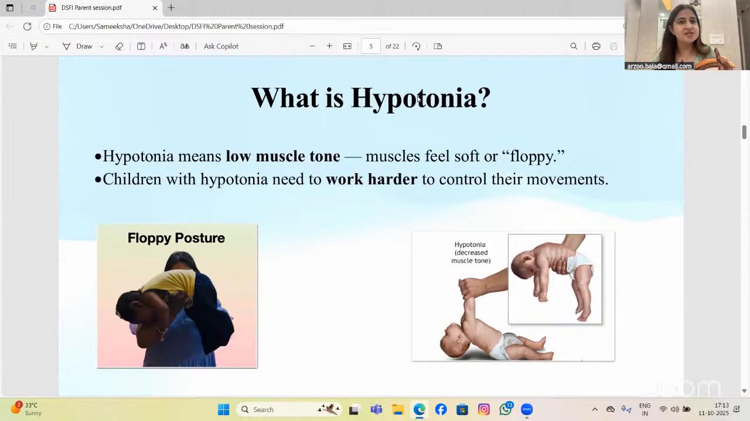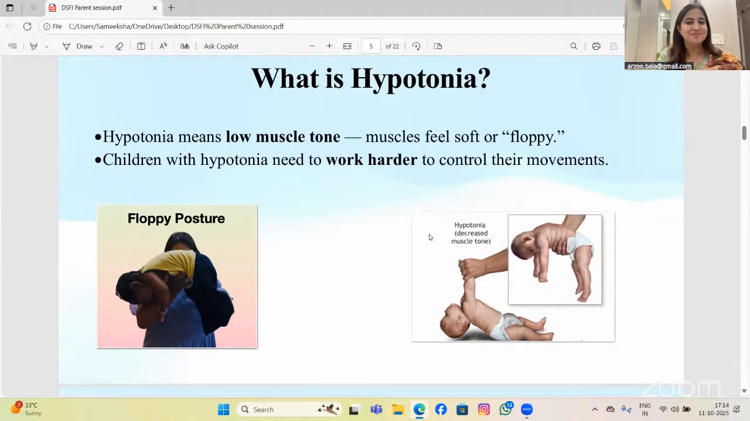So in that case, what happens? They need to work much harder to control their movement, because the muscles are loose. Whenever you handle the child or baby, you may feel, oh, they are floppy or they are loose. So handling becomes very crucial when you're carrying the child or lifting them up. You have to hold them more proximally, from the trunk, rather than just holding from the hands. That's an extra caution or care we have to take when the joints and muscles are loose.